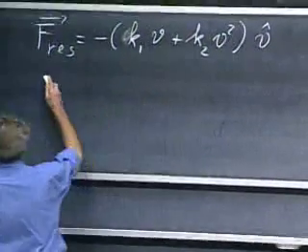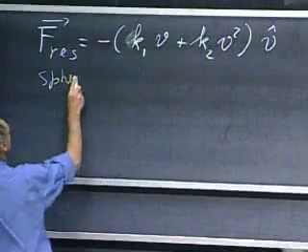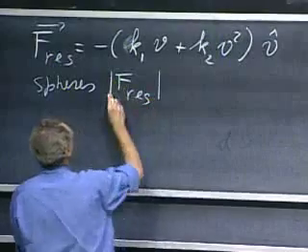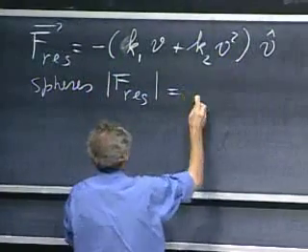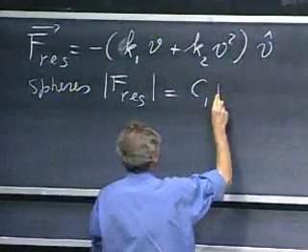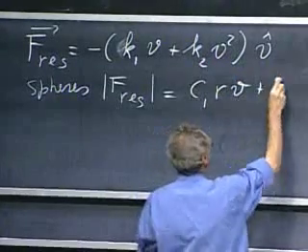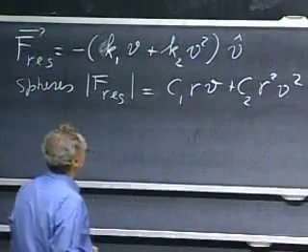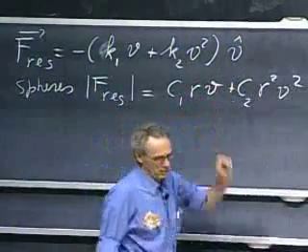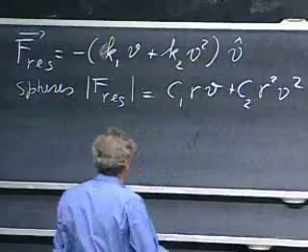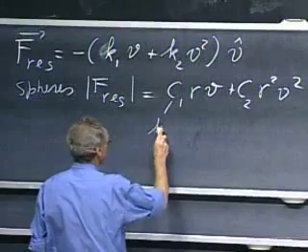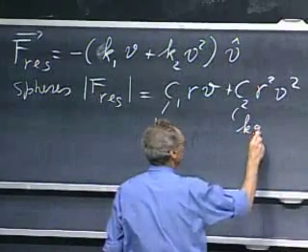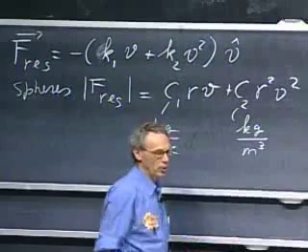And when we deal with spheres, the magnitude of the force equals C1 times R times the speed plus C2 times R squared times V squared. And again, it's always opposing the velocity vector. C1 in our units is kilograms per meter per second, and C2 has the dimension of density, kilograms per cubic meter.